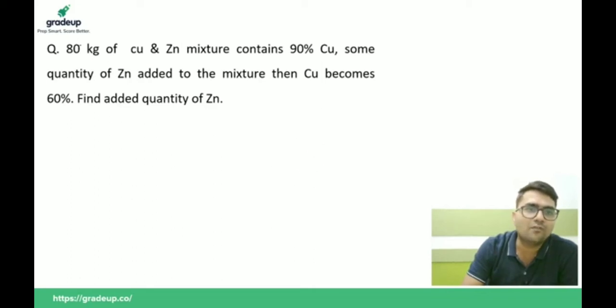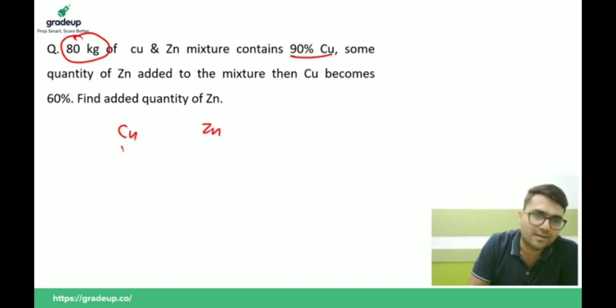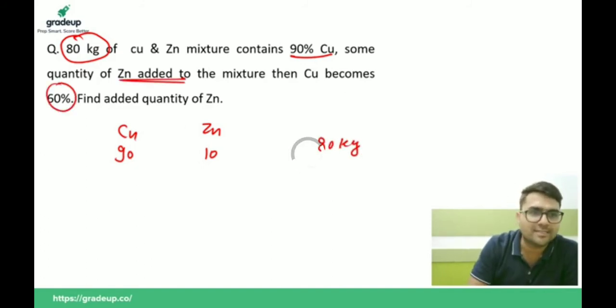80 kg of copper and zinc mixture contains 90% copper. All right, copper, zinc, 90%, 10%, and the total is 80 kg. Now, after adding zinc, the copper becomes 60%.